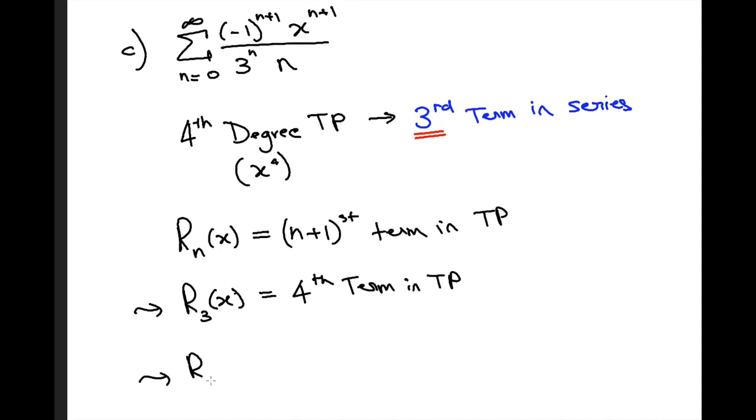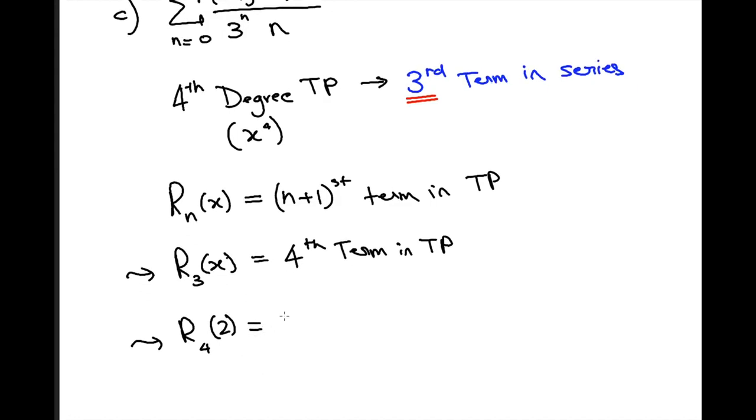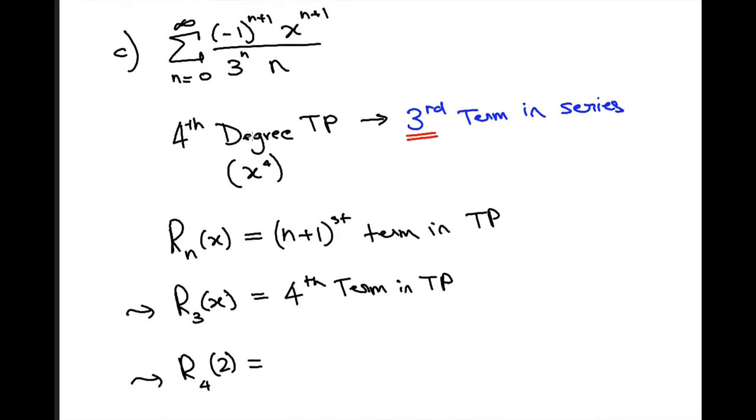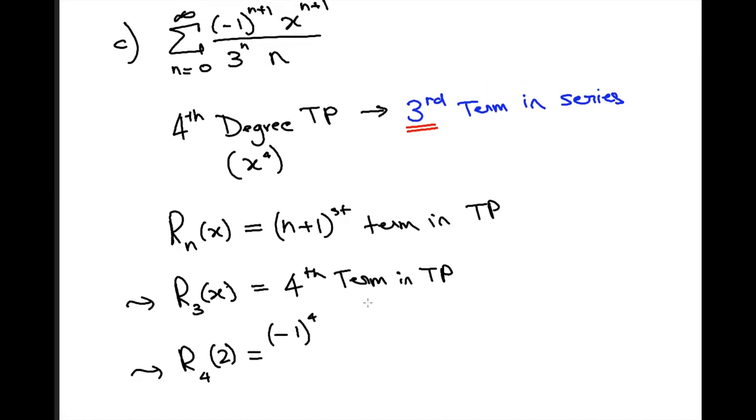Okay. All right, so now that we have this, we can go ahead and actually find this fourth term, right? So R4 of not x, but it's actually going to be 2, right? Because if you remember the original statement here, it was evaluating the Taylor polynomial at x equals 2. So it's really going to be this. And this is going to be equal to the fourth term. So we're going to plug in n equals 4 over there. So negative 1 to the 4 plus 1 times 2 to the 4 plus 1 over 3 to the 4th times 4.